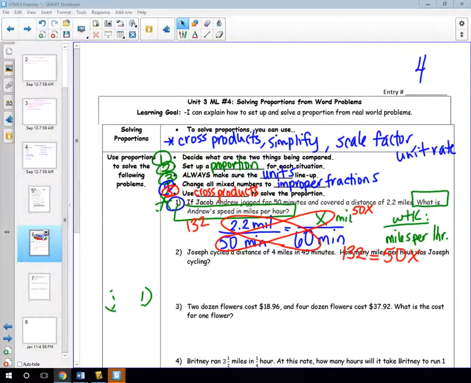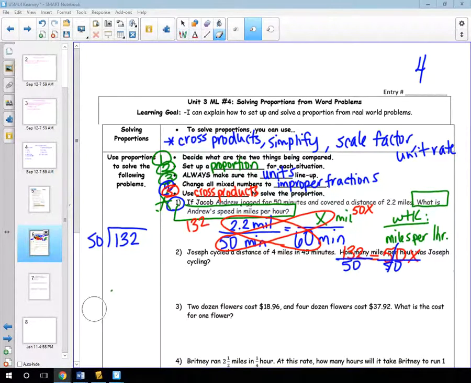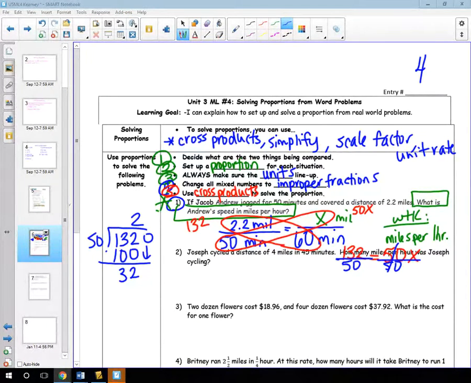So 132, we're going to divide by 50. So 132 divided by 50. How many times does 50 go into 1? It doesn't go. Does 50 go into 13? No. Does 50 go into 132? How many times? That's right, 2 times, because 2 times 50 is 100. 132 minus 100 is 32. And we can bring down our 0. We can't just add a 0, we have to add a decimal. Okay? So bring down our 0.